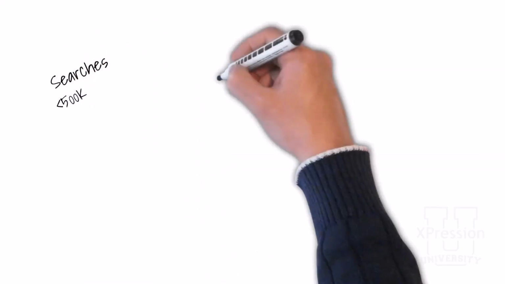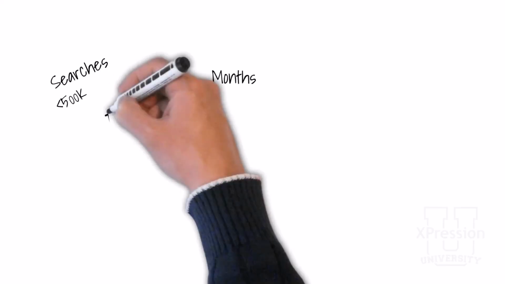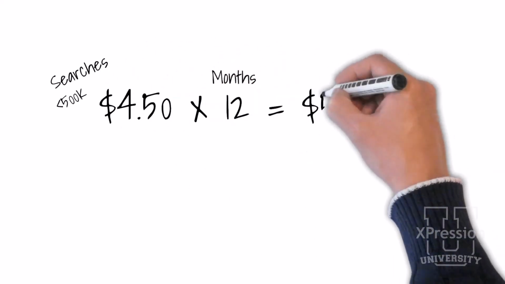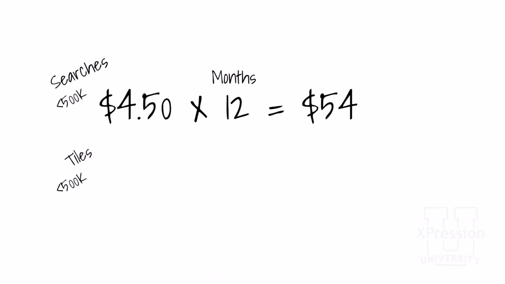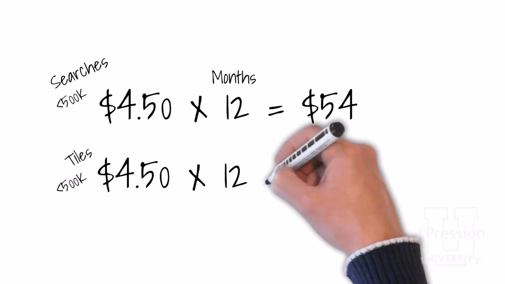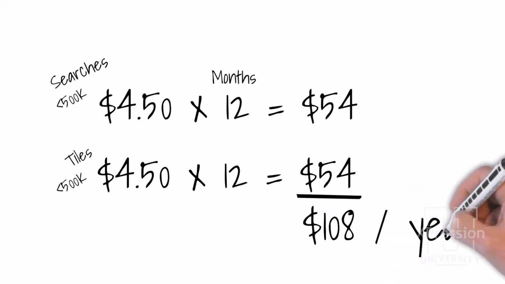So let's say I go over, and in searches, if I do less than 500,000 searches in a month, that means I'm paying $4.50 a month times 12 months, which is $54. If I do my tiles and I'm doing less than 500,000, I'm paying $4.50 each month for 12 months, that's $54. And that means I'll be spending $108 per year, probably in a worst case scenario.